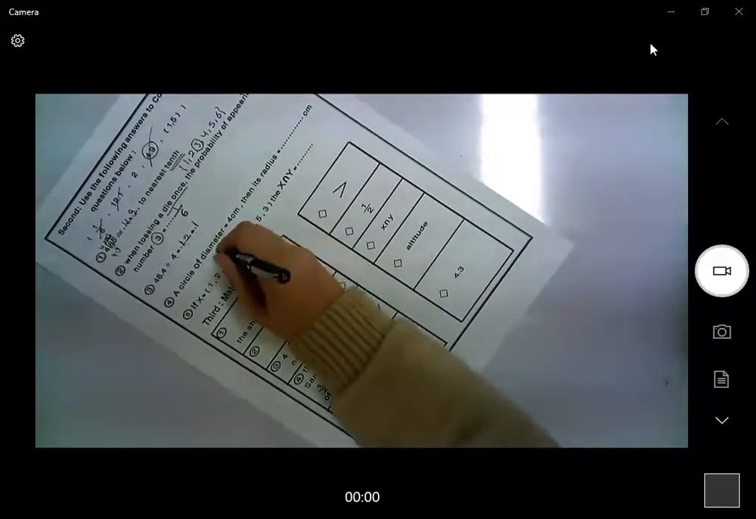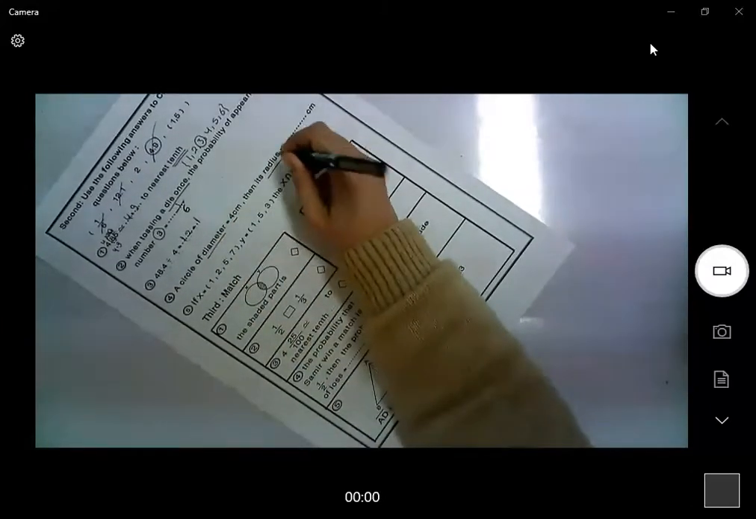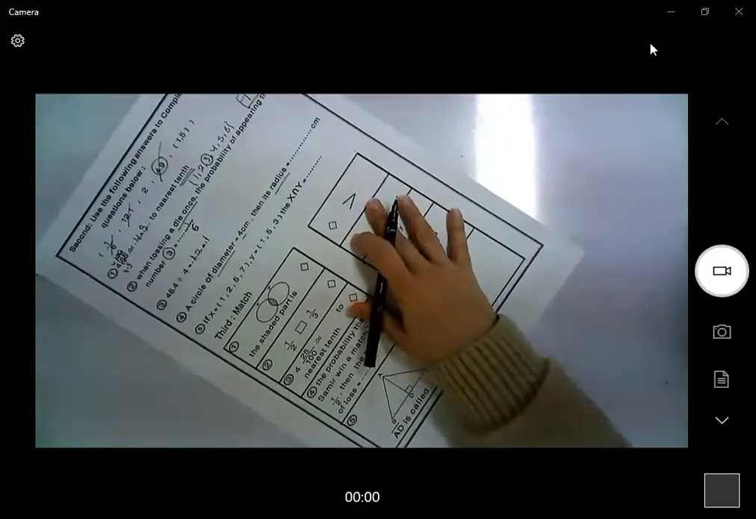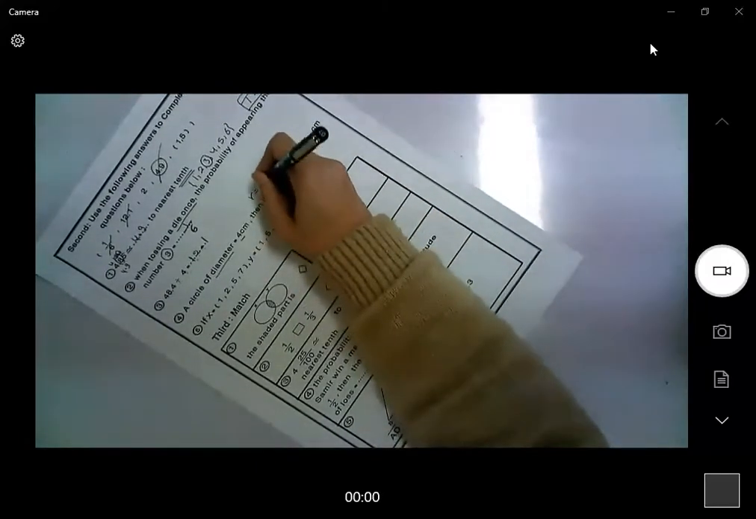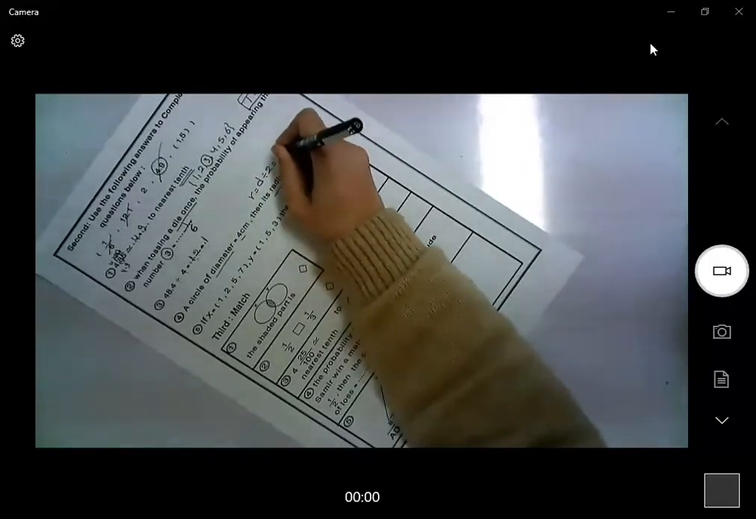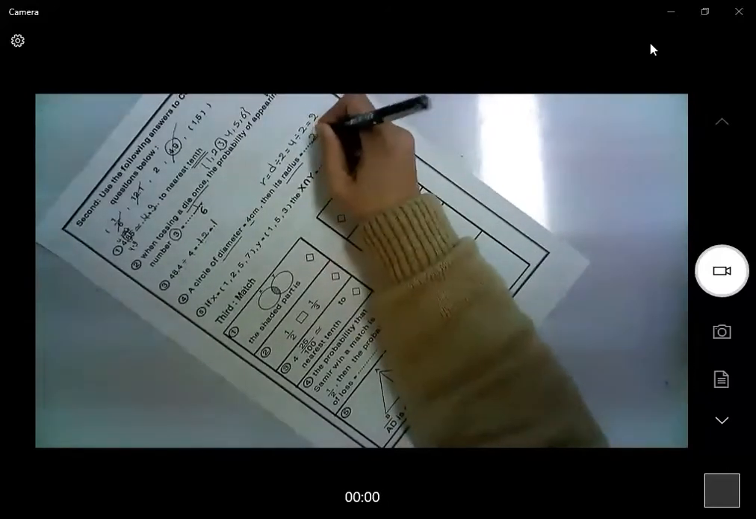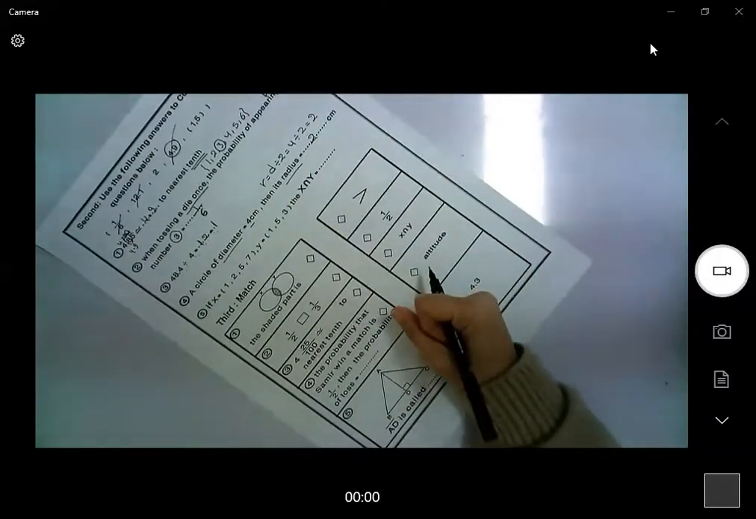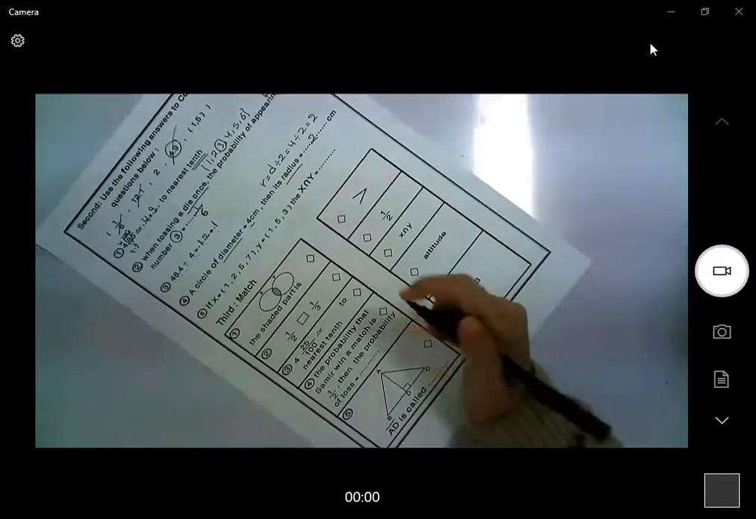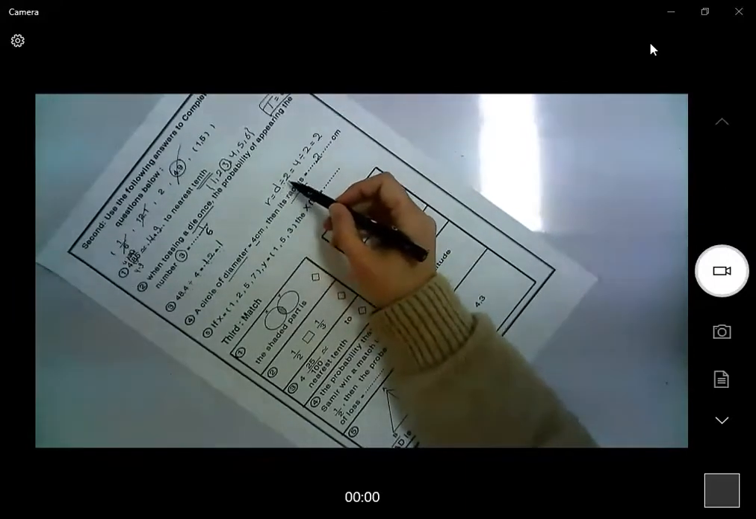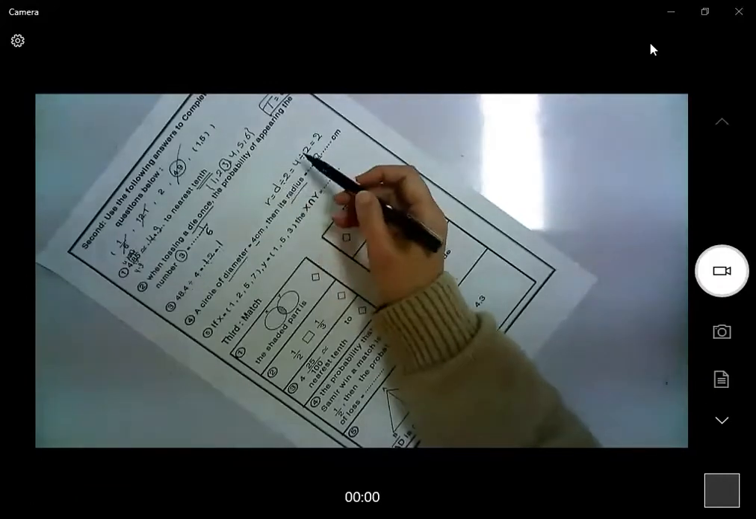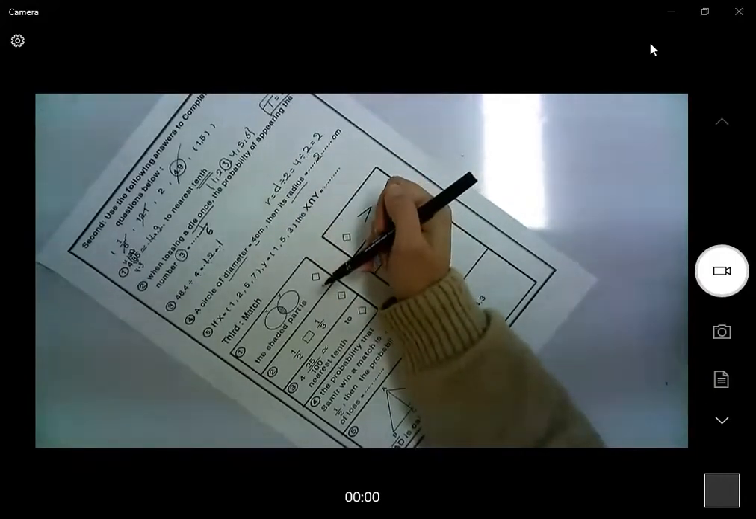A circle of diameter 4 centimeters, then radius equals what? We know the radius equals diameter divided by 2. Then 4 divided by 2 equals 2. Radius equals 2 centimeters.